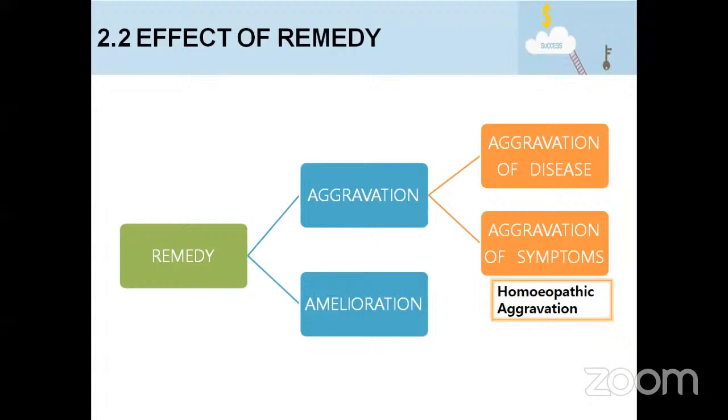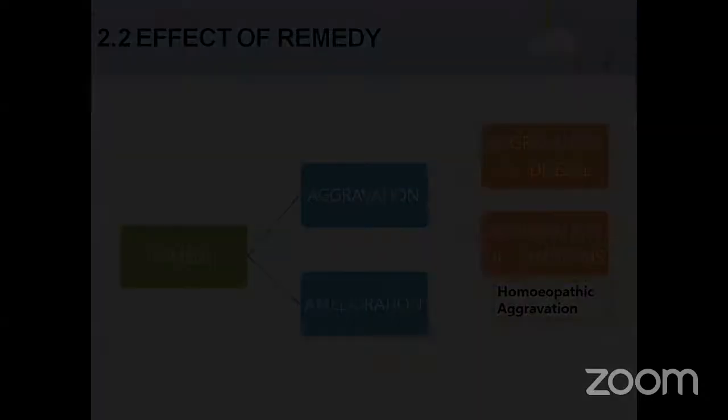After you have given a remedy, the effects of the remedy have to be known, and there are two types of effects you can expect from a patient: an aggravation and an amelioration. Again, aggravation is divided into two types: aggravation of the disease and aggravation of the symptoms. What we call homeopathic aggravation is when the patient has taken the medicine and shows an aggravation of the symptoms.